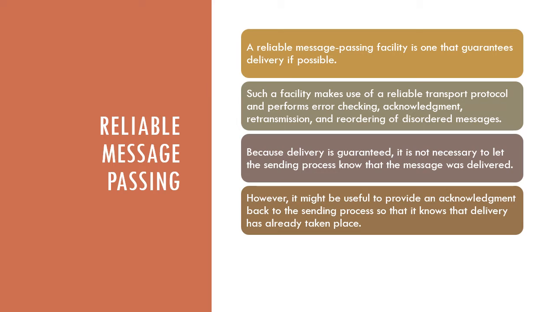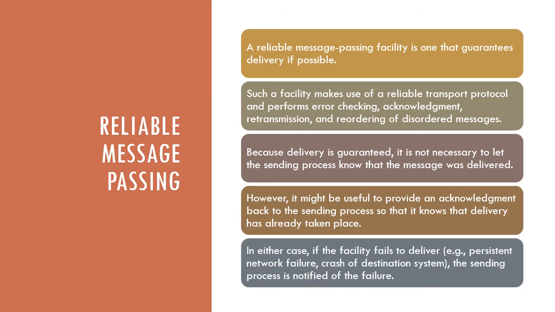However, it might be useful to provide an acknowledgement back to the sending process so that it knows that delivery has already taken place. In either case, if the facility fails to deliver due to persistent network failure or crash of the destination system, the sending process is notified of the failure.